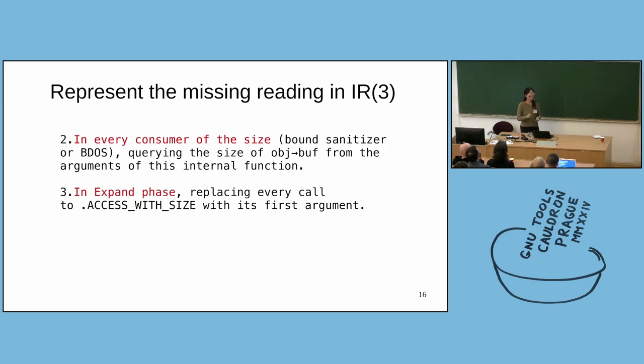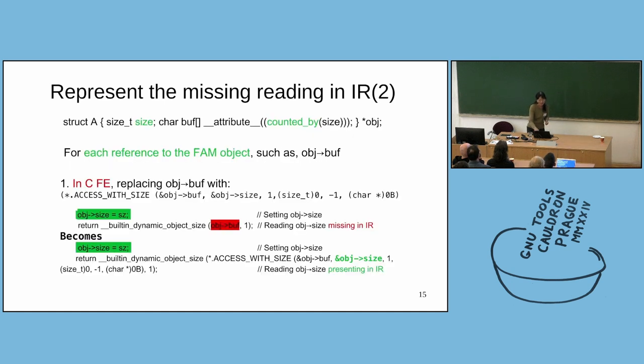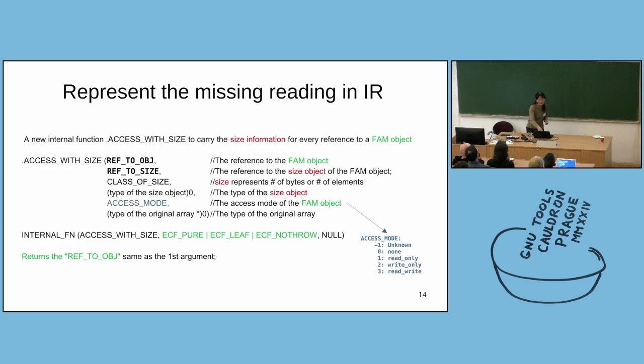Then in every consumer of the size information, for example, the bound sanitizer or the dynamic object size, they will query the size of the buffer from the arguments of the internal function. The second, I think, the second argument is the size, yeah.